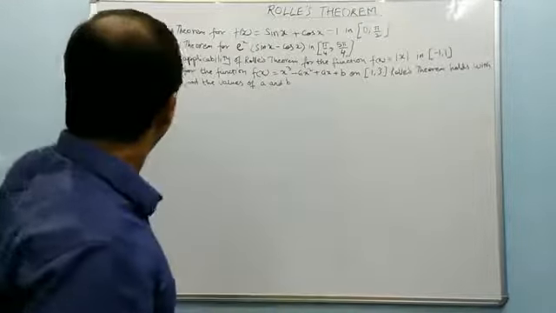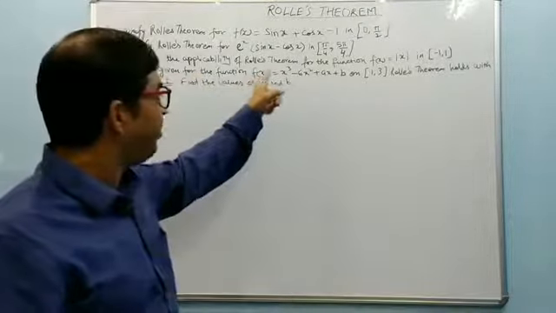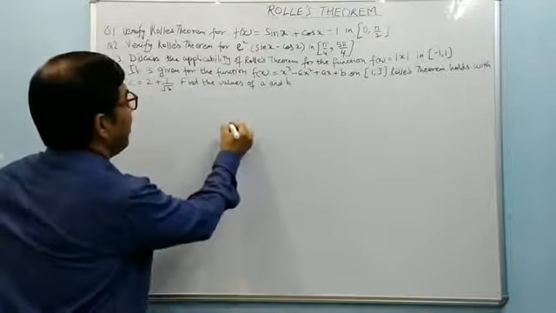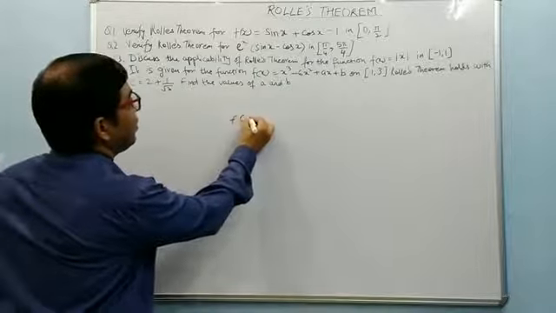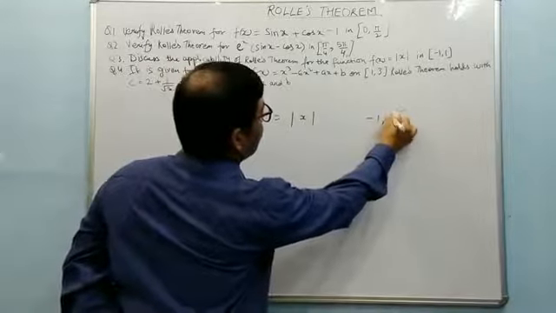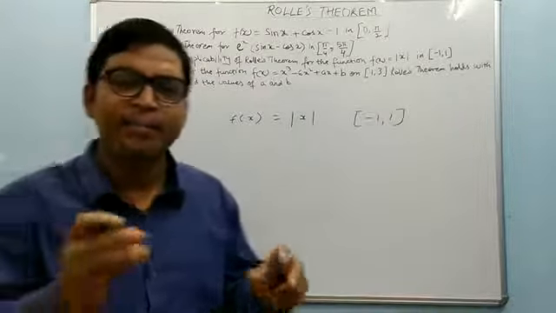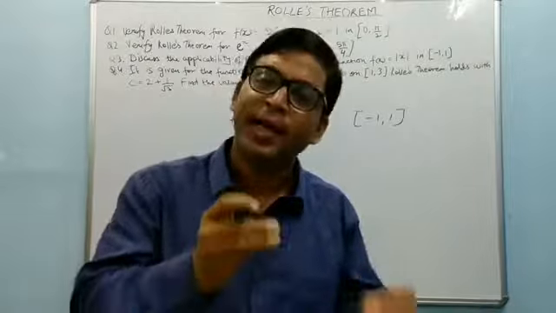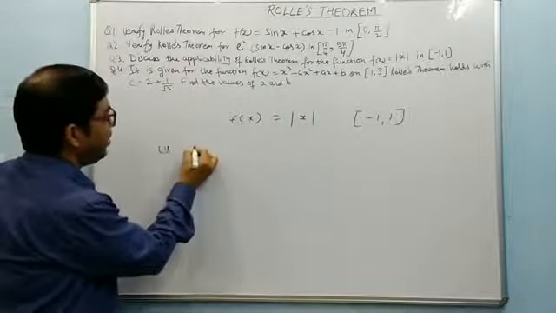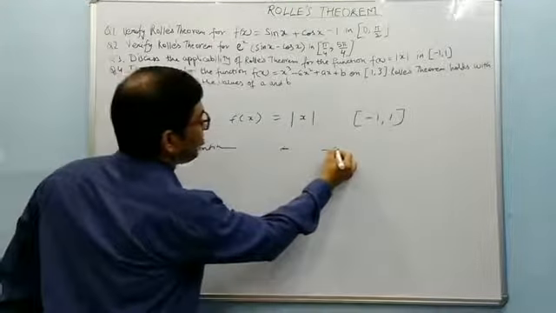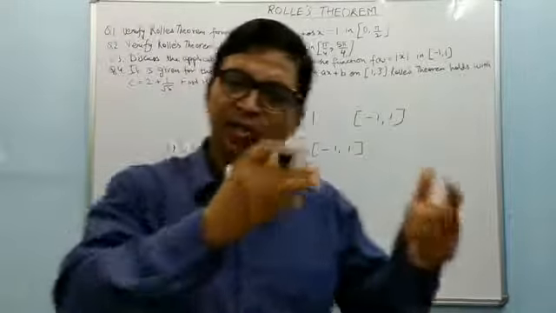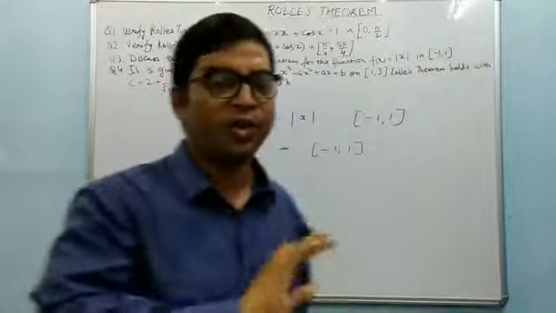See, in question number 3, we have to discuss the applicability of Rolle's theorem for this mod function. See, f(x) is equal to mod x and the interval is -1 to 1. You will check by the basic continuity theorem that it is continuous. So we can just write it is continuous in -1, 1. If you draw the graph of this, no break is there. It is definitely continuous, not a problem at all.